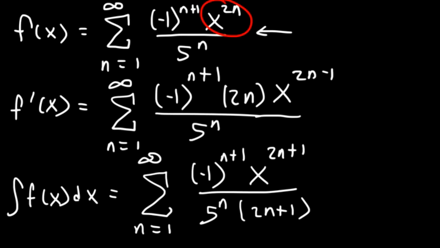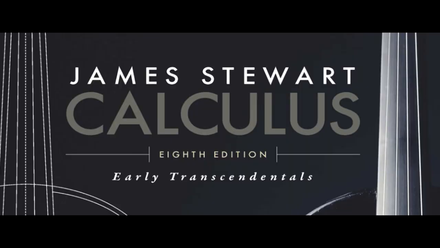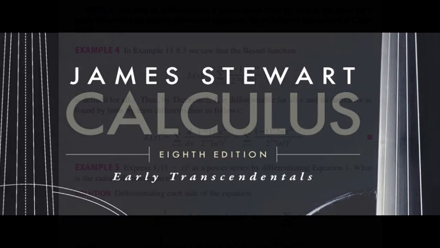For another example, you may look at this example from him. For a little bit of challenge, you may look at this third example from him, finding the intervals of convergence of f of x, f prime of x, and the indefinite integral. Make sure that you remember the ratio tests and the geometric series that you have learned before jumping into these questions. We are now jumping into the examples from the book by James Stewart.